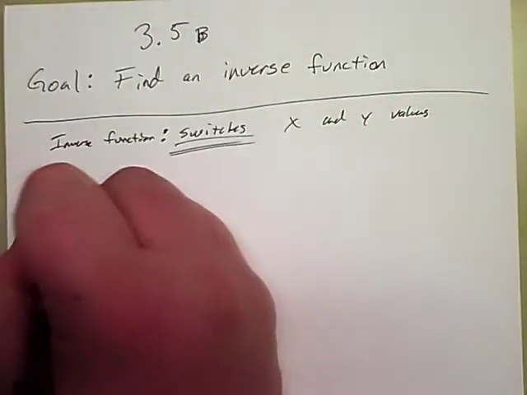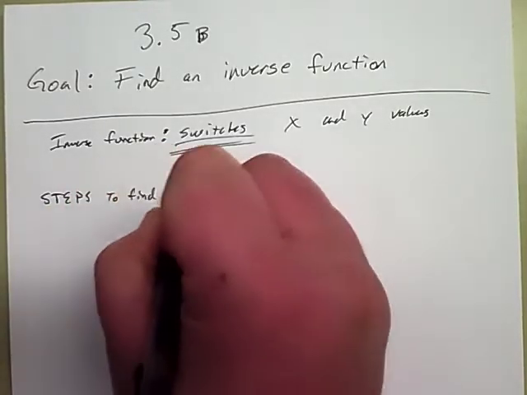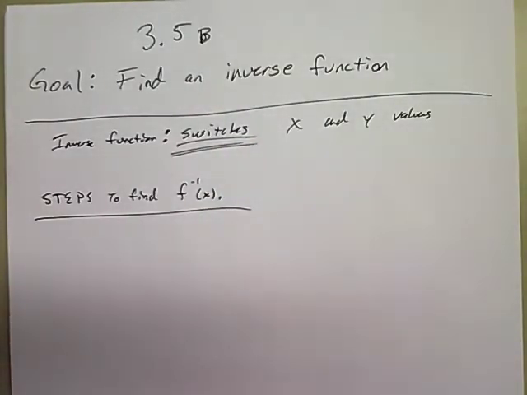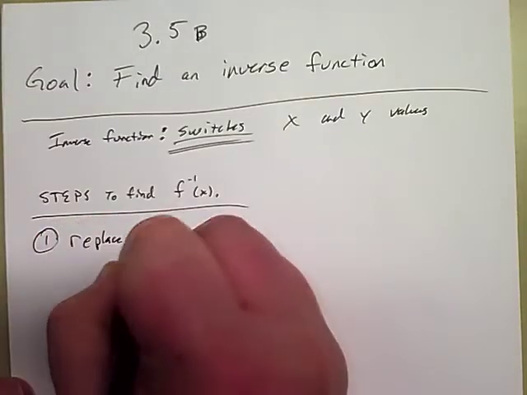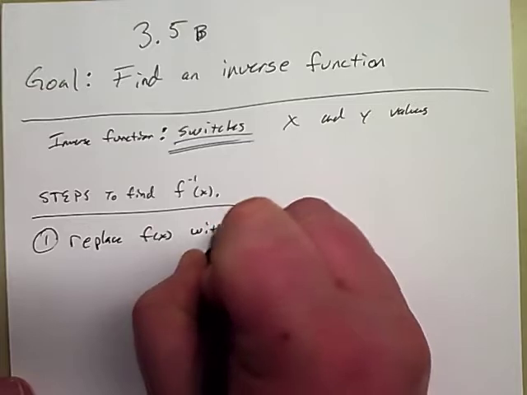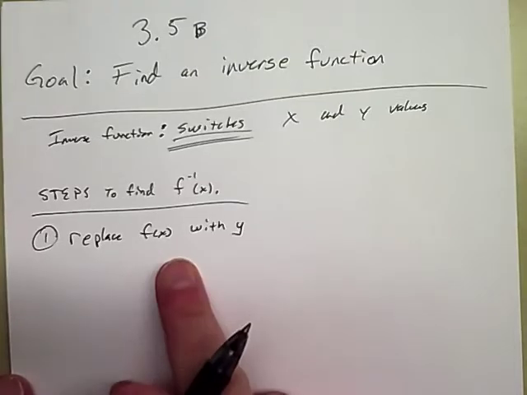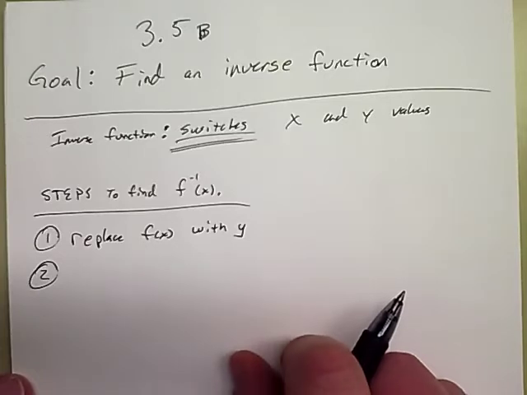I'm going to run down the steps of finding these things. Steps to find f inverse of x. Remember, this is how we say f inverse. Our first step is really simple. All we have to do is a little bit of housekeeping. Step one, replace f of x with y. And that's it. I'm going to rewrite the function, but instead of f of x, it's going to say y. Don't skip that step. A lot of people try and skip that step, and they really screw this thing up.